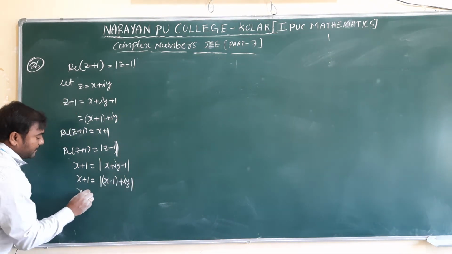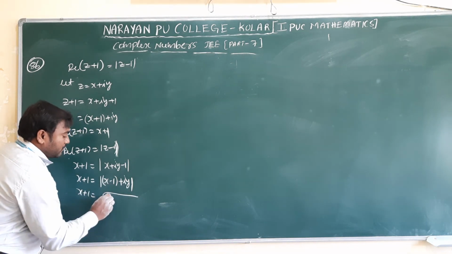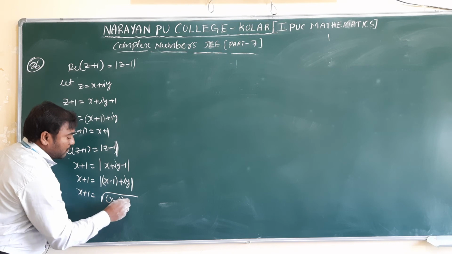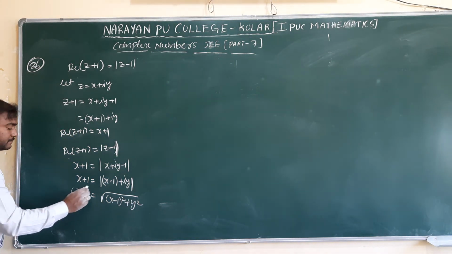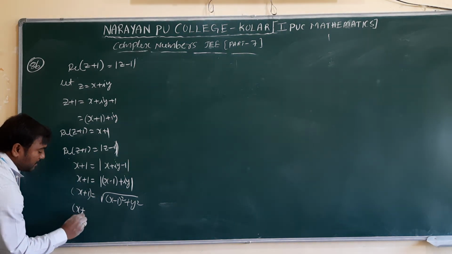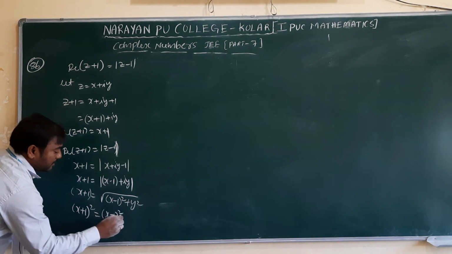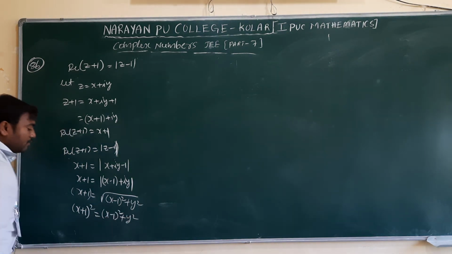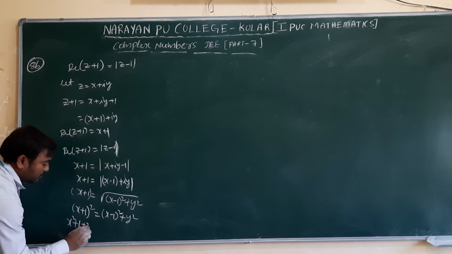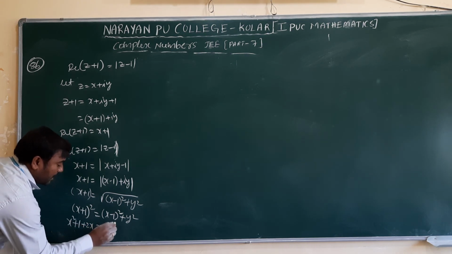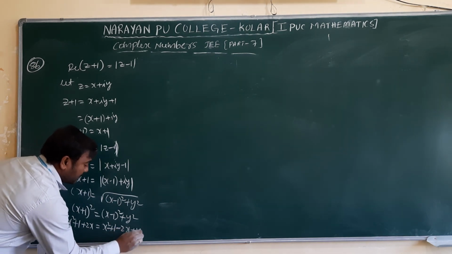X plus 1 is equal to, applying the modulus formula, square root of x minus 1 whole square plus y square. Now squaring on both sides, x plus 1 whole square is equal to x minus 1 whole square plus y square, as the square root cancels. Now applying the formula a plus b whole square, x square plus 1 plus 2x is equal to x square plus 1 minus 2x plus y square.